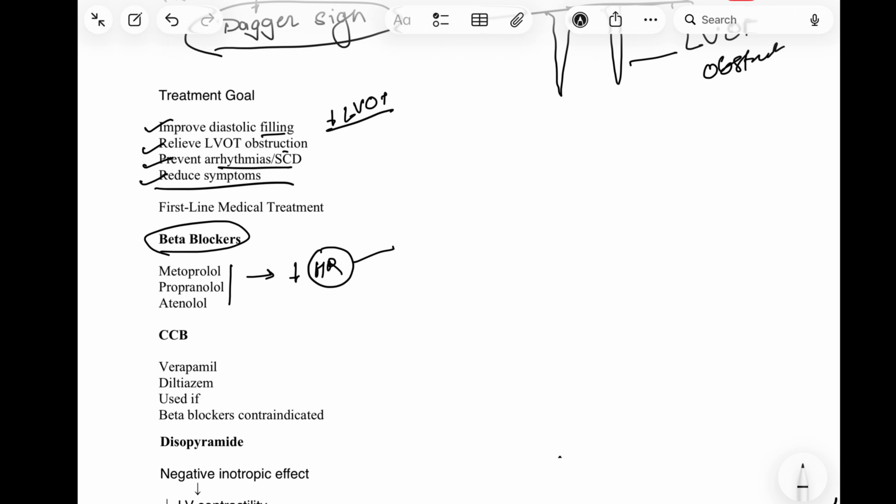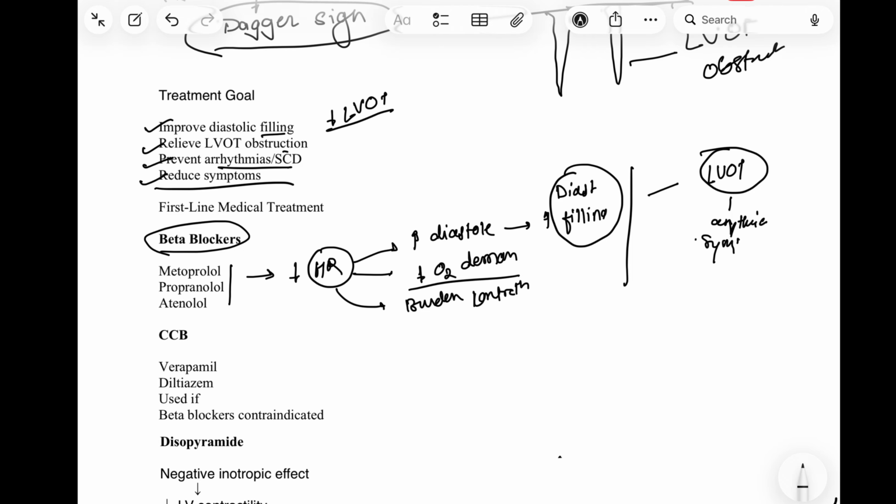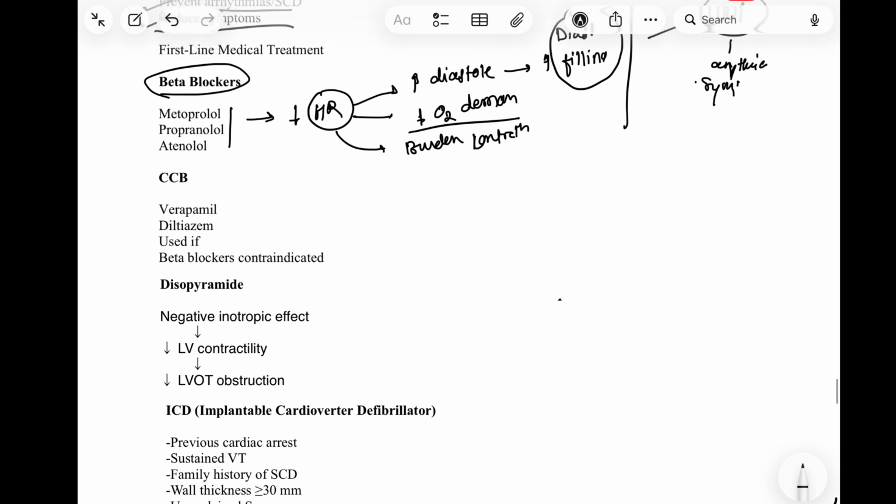So due to decreased heart rate, there is an increased diastole, and this increased diastole will increase filling, that is diastolic filling. Also due to decreased heart rate, there will be decreased O2 demand, right? So the burden for contraction also decreases. So this whole thing will increase the diastolic filling so that it will decrease LVOT obstruction and so as to prevent arrhythmias and the symptoms.